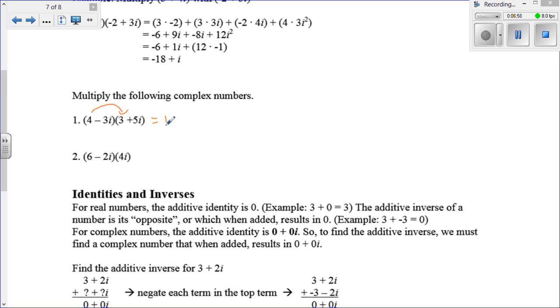4 times 3 is 12. 4 times 5i is plus 20i. Negative 3i times 9 is negative 9i. Negative 3i times 5i is negative 15i squared. Remember, i squared is negative 1. So I end up with a 12, and then this becomes plus 15. So it becomes 27. And then 20i minus 9i is plus 11i.